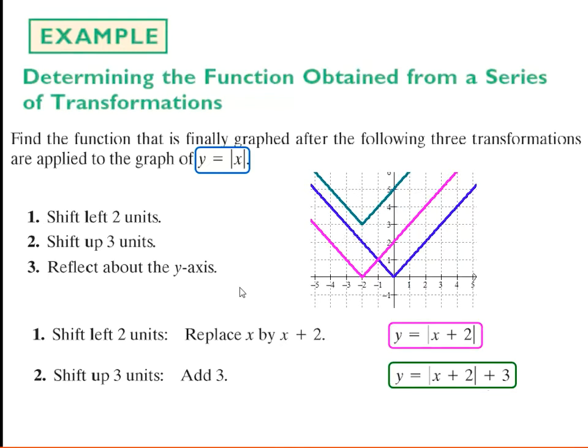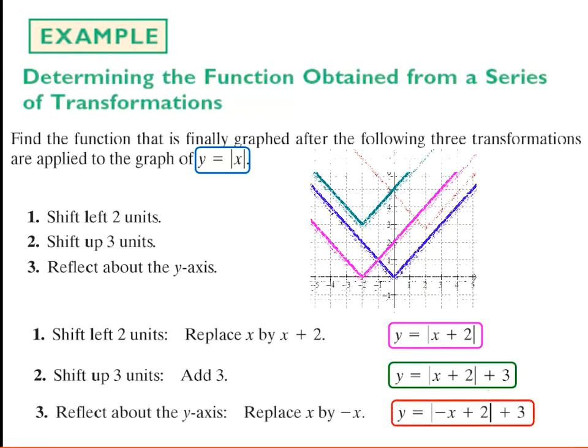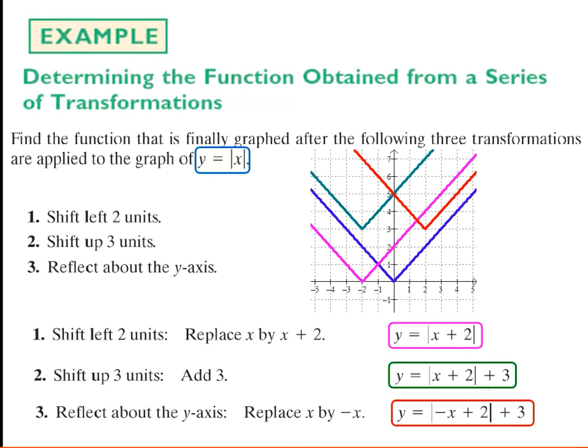And the last thing I'm being asked to do is reflect about the y-axis. Now remember, when I'm reflecting about the y-axis, I'm replacing x with negative x, right? So in that case, I'm going to replace x with negative x. So in my equation, I replace x with negative x, and then I reflect this green graph about the y-axis, and it is now this orange graph.